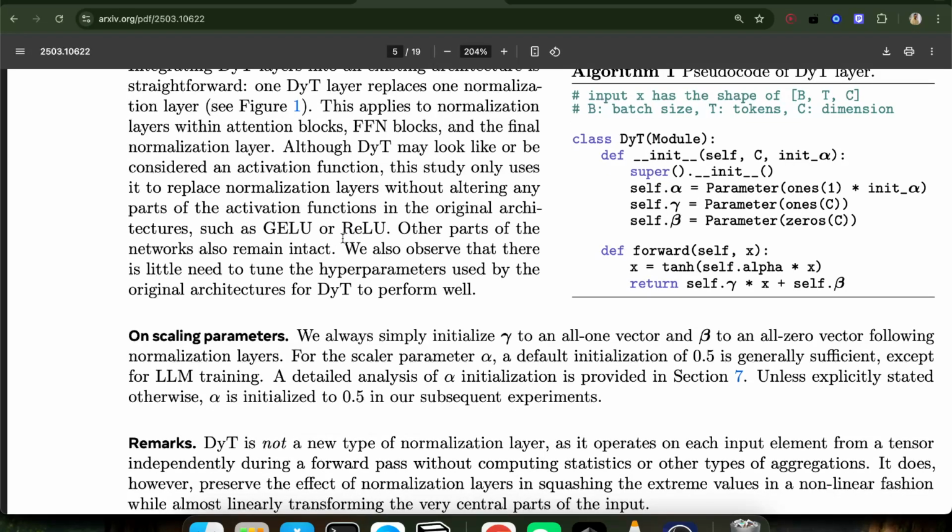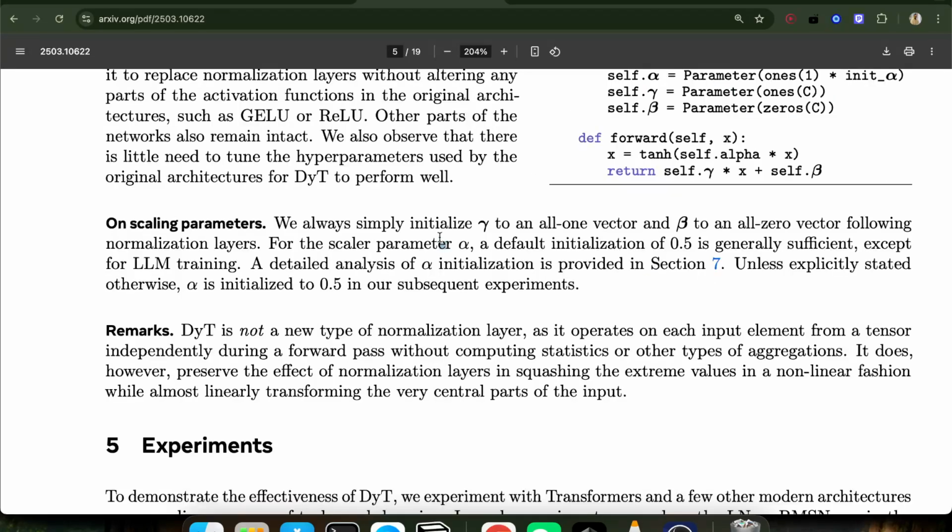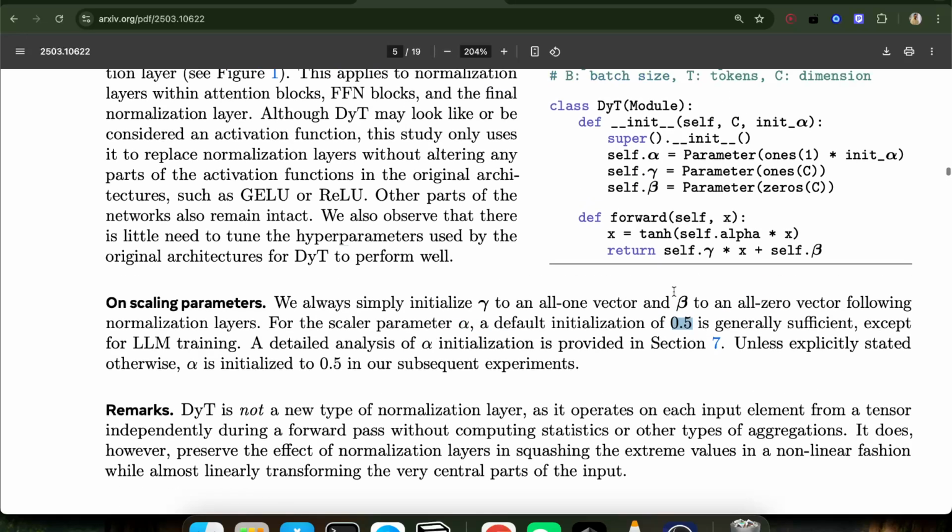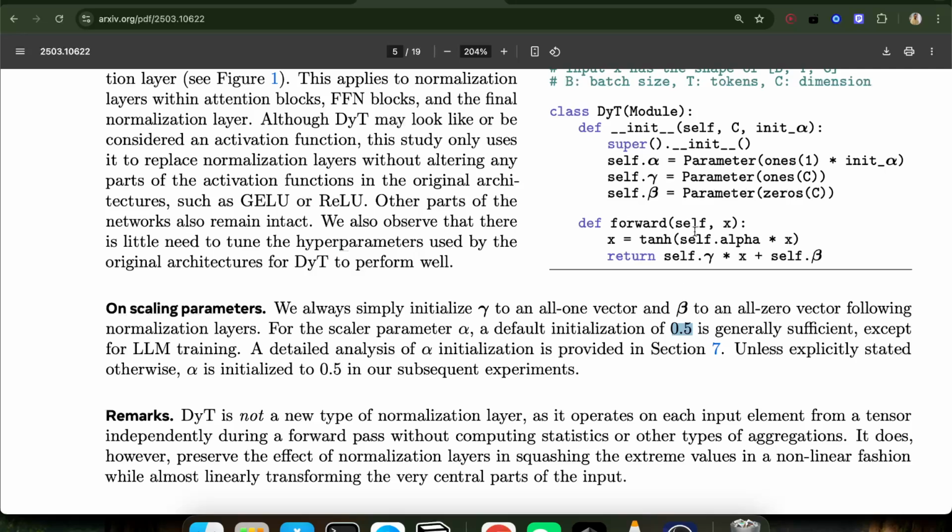They also observe that there is little need to tune hyperparameters from the original architecture they proposed. So they initialize the scale factor gamma to an all-ones vector, and the shift factor to all zeros, and then alpha to 0.5, and alpha is the slope within the tanh. So you have tanh of x times alpha.